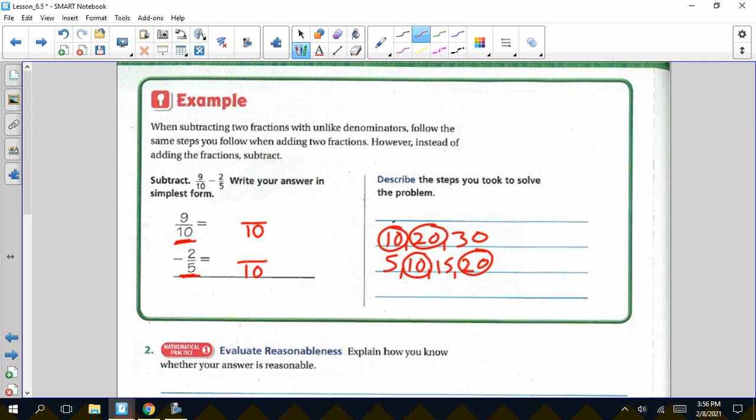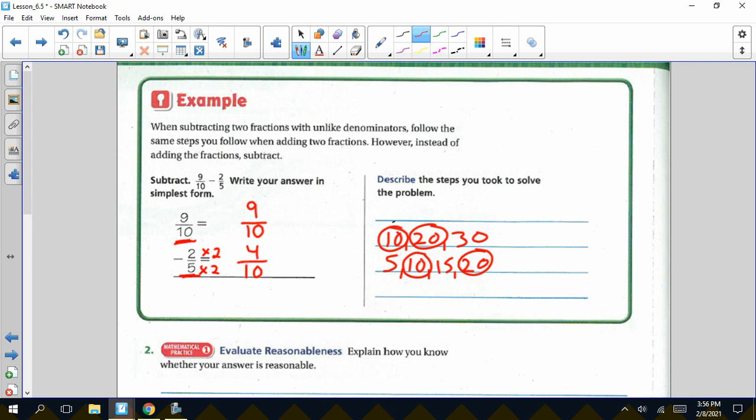Well, 9/10 already has a 10 on the bottom. So we're not even going to change the top number at all because it's already 9/10. It already has the common denominator. But for 2/5, we need to multiply 5 times 2 to get 10. And our saying is whatever we do to the bottom, we also need to do to the top. So we're going to do 2 times 2, which is 4.